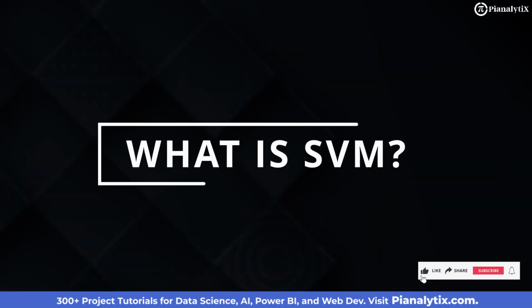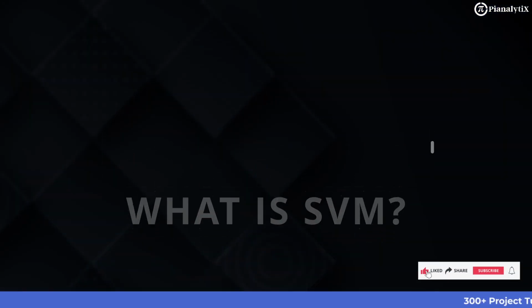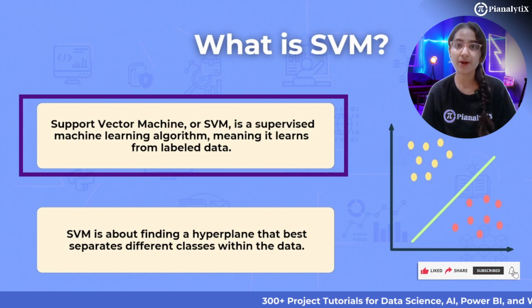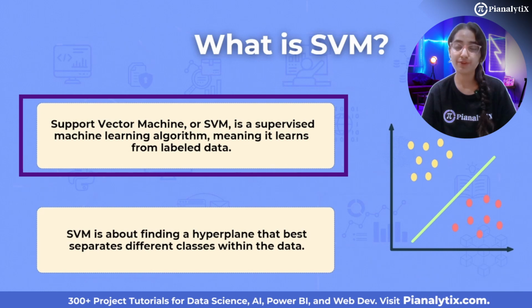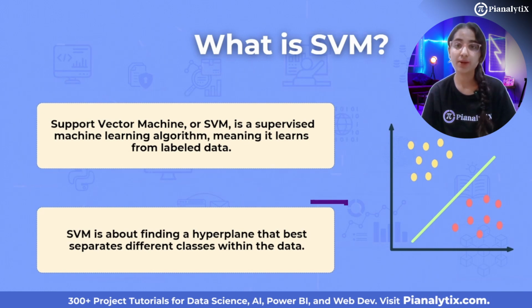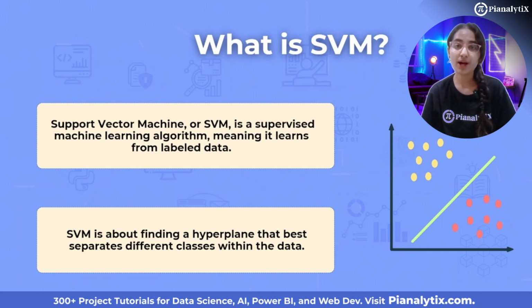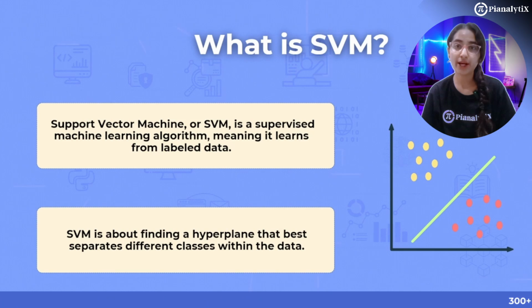Alright, now that we know what's ahead, let's get started with the basics. Support vector machine is a supervised machine learning algorithm primarily used for classification tasks, though it can also be used for regression. The main idea is to find a hyperplane that best separates data points of different classes, creating the largest possible margin between them. This margin helps SVM make more accurate predictions for new unseen data.